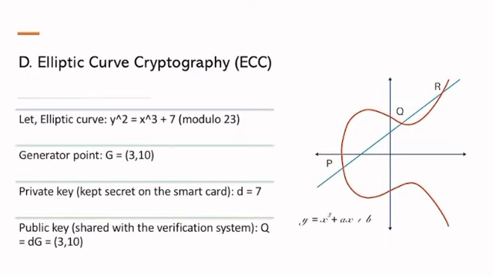Let the elliptic curve be y squared equals x cubed plus 7 modulo 23. The generator point will be (3, 10). The private key is kept secret on the smart card, with d equals 7. The public key is shared with the verification system, Q equals d times G, equals (3, 10).